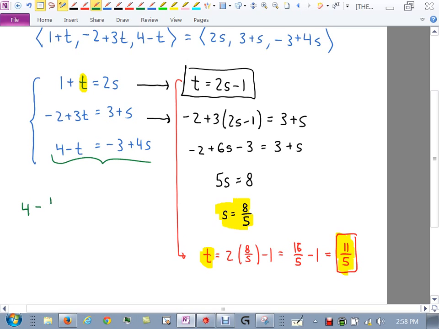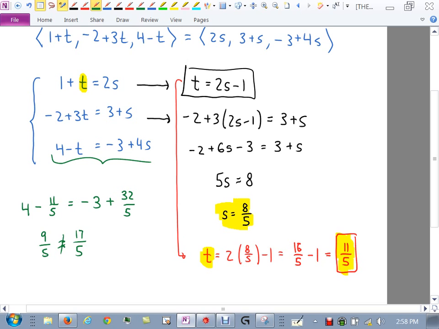4 minus t, which is 11/5, equals negative 3 plus 4 times s. What's 4 times s? 32 over 5. Well, what can you say here? 9/5. Yeah, those aren't true. That is not true. So I found a t and s that made the first two true, but not the third. First two, but not the third. So it's not possible.